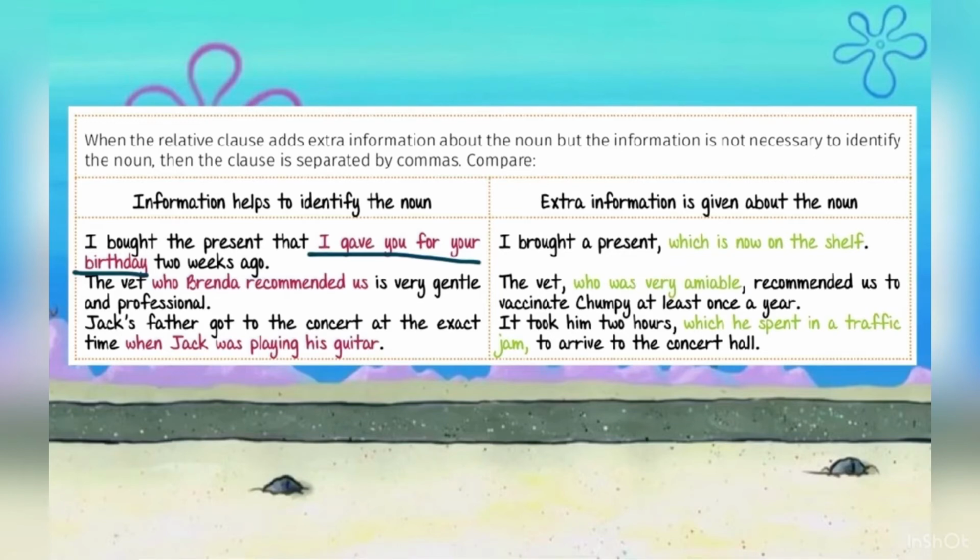And also we have extra information that is given about the noun. I brought a present which is now on the shelf. I brought a present could be a complete sentence, but we're using the clause to give extra information about that present, which is now on the shelf.